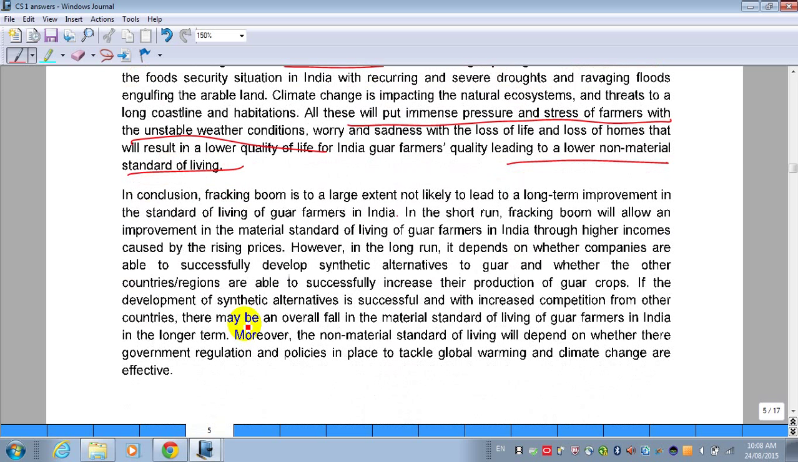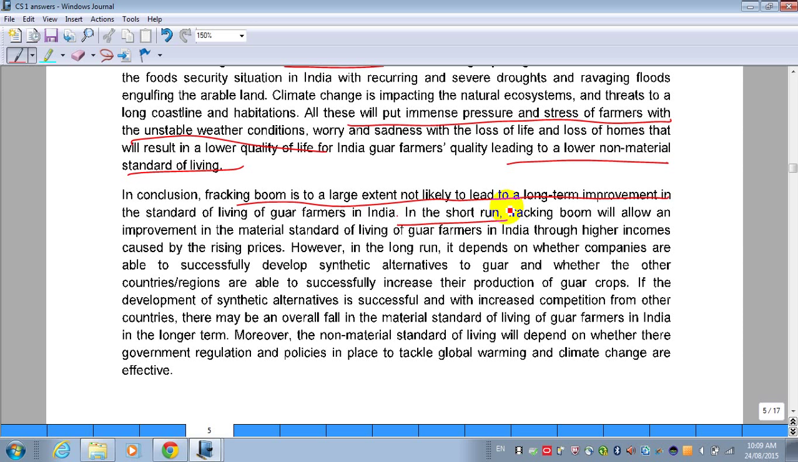For the conclusion, as I said, all you need to do is state your stand and give other clever comments. So here my conclusion is that it is not likely to lead to a long-term improvement to a large extent. Okay, in the short run, probably their incomes will increase and so on. And some of you in your essay skipped the short run analysis and went straight to the long run, which I thought was inappropriate, because in order to get to the long run part, you need to tell me first what happens in the short run. Okay, so in the future, please don't skip the short run, all right?